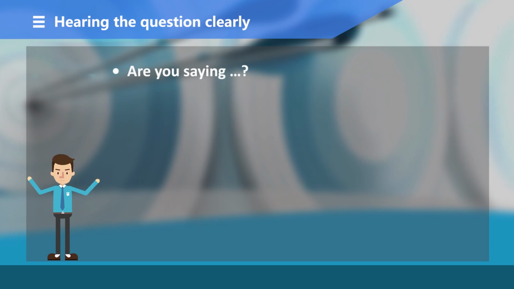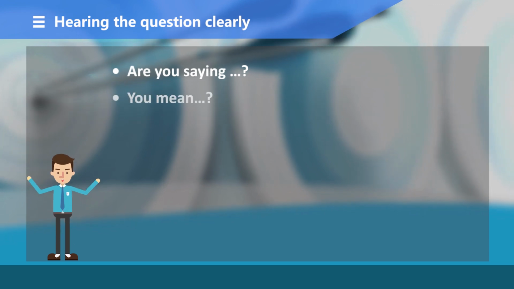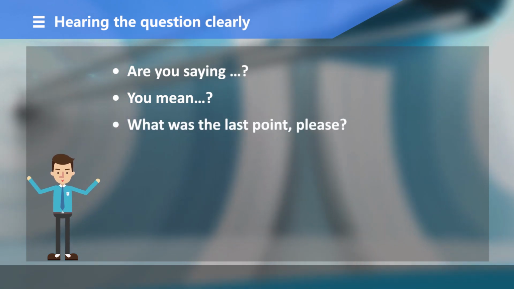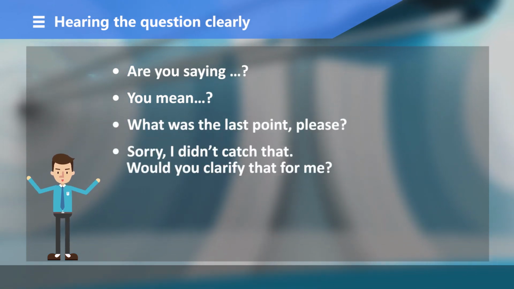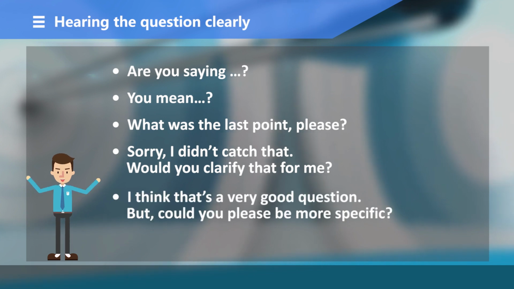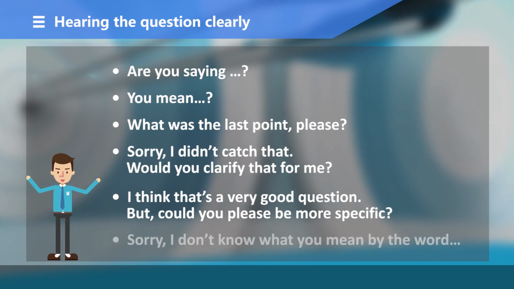Then, how to respond to different types of questions? First, you need to hear the question clearly. You can confirm it by saying, Are you saying, you mean, what was the last point, please? Sorry, I didn't catch that. Would you clarify that for me? I think that's a very good question, but could you please be more specific? Sorry, I don't know what you mean by the word.